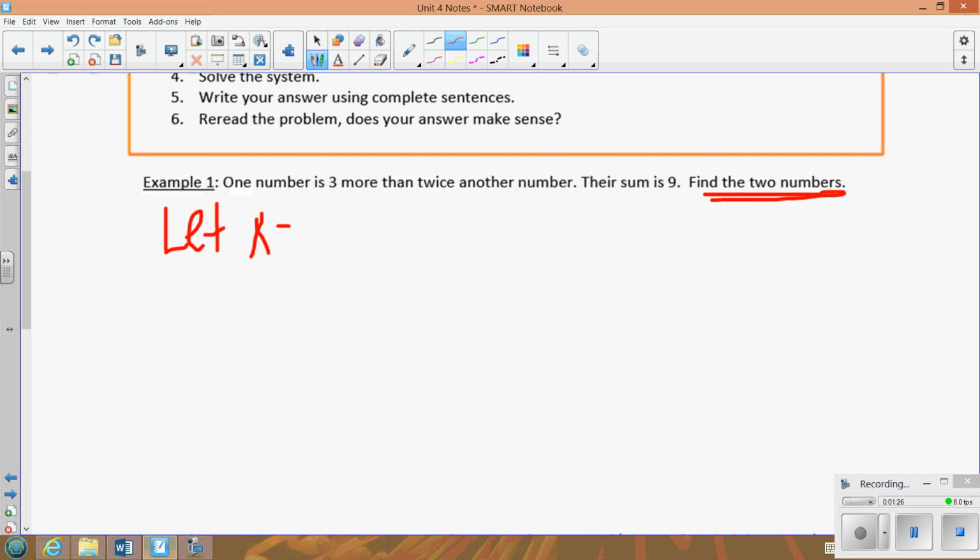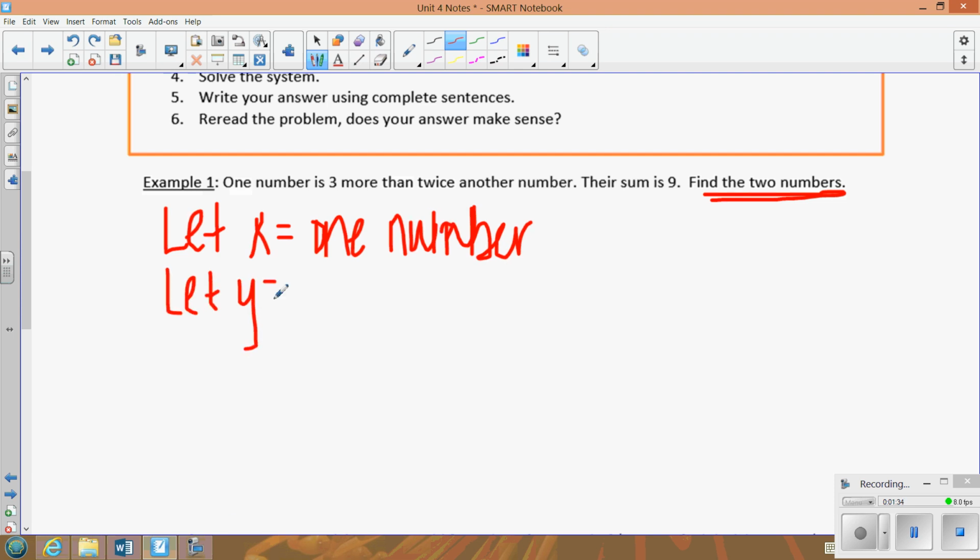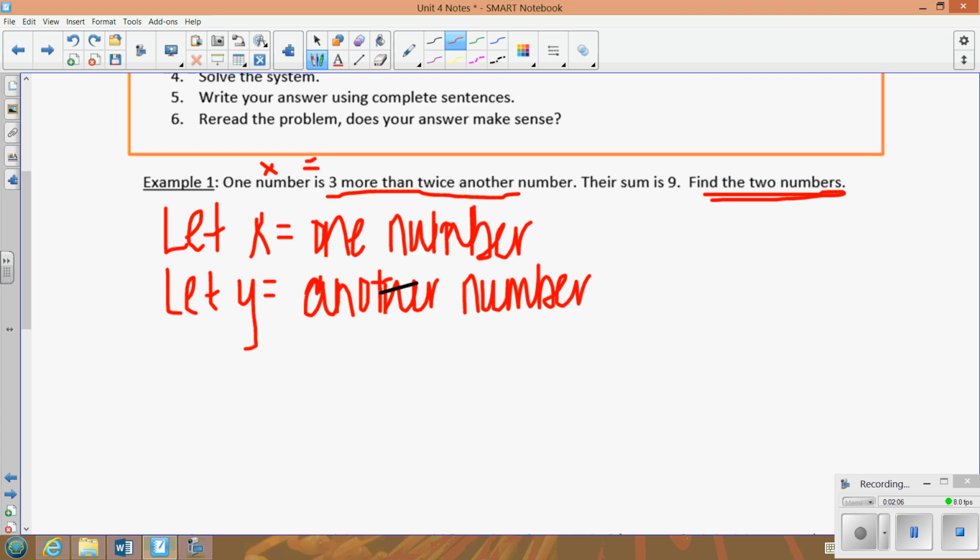So we're going to let x equal one number and y is the second number, or the other number, so another number. So then we have to go back and reread the scenario and try to write a system of equations. So since we have an x and a y, that really means I need 2 equations to be able to solve this. So one number, so x, is 3 more than twice another number.